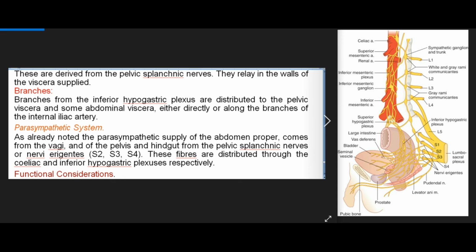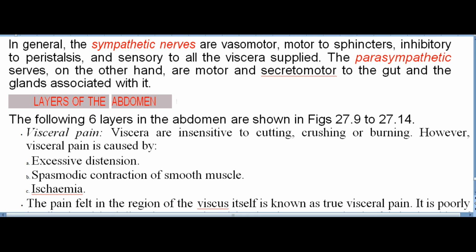Parasympathetic system. As already noted, the parasympathetic supply of the abdomen proper comes from the vagi, and of the pelvis and hindgut from the pelvic splanchnic nerves or nervi erigentes, S2, S3, S4. These fibers are distributed through the coeliac and inferior hypogastric plexuses respectively. Functional considerations. In general, the sympathetic nerves are vasomotor, motor to sphincters, inhibitory to peristalsis, and sensory to all the viscera supplied. The parasympathetic nerves, on the other hand, are motor and secretomotor to the gut and the glands associated with it.